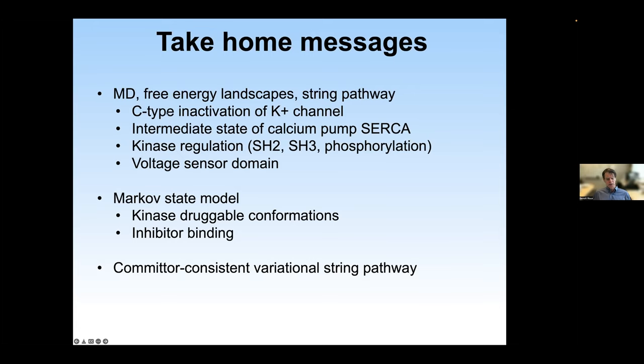And I illustrated this on 4 systems, for example, a potassium channel inactivation, intermediate states of the calcium pump, kinase regulation, and a voltage sensor domain. Another technology that's a little bit different is the Markov state model, which is a little bit more like a fishing expedition, because in principle, you try not to bias anything, and you just accumulate states and states. And the problem is that the number of states for a system is an extensive property. And so if you have a system that's only a polypeptide of 20 amino acids, your number of microstates is not that large. If you try to do a Markov model on something like the ribosome or the calcium pump, the number of microstates that you would need really increases very, very much.